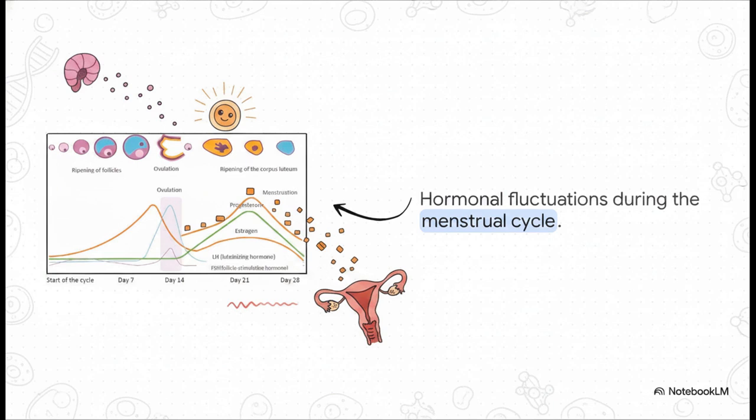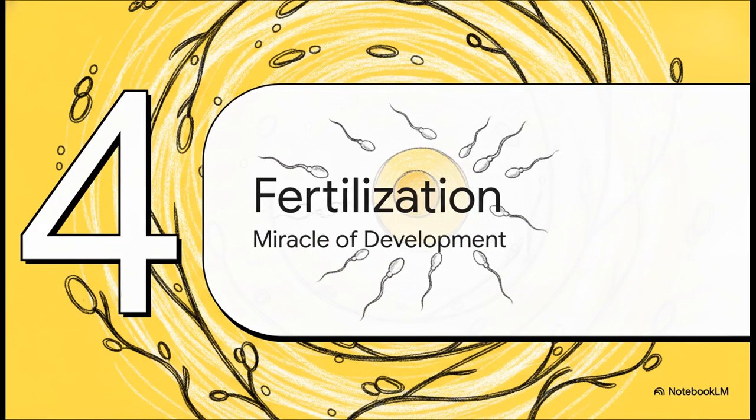If fertilization doesn't happen, well, the corpus luteum breaks down, hormone levels take a dive, and menstruation occurs. Then, the whole cycle just starts right back up again. Section 4. Fertilization and pregnancy, the miracle of development.